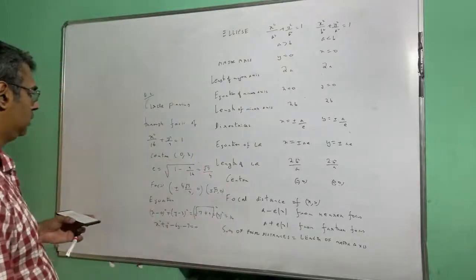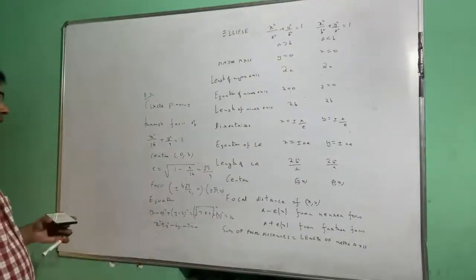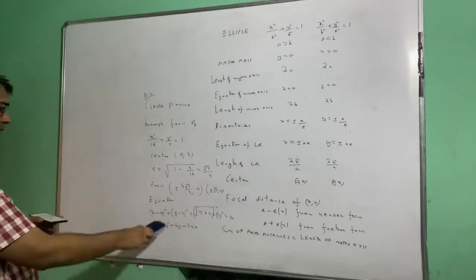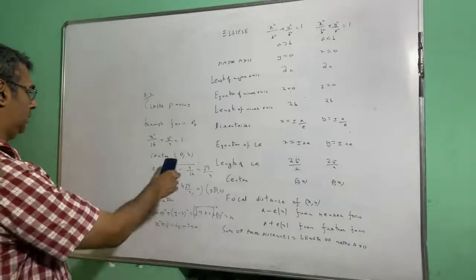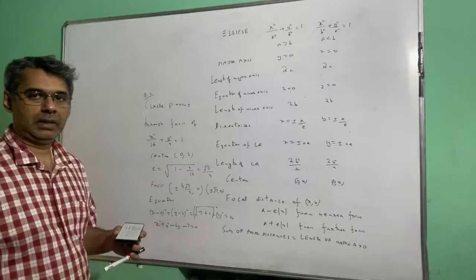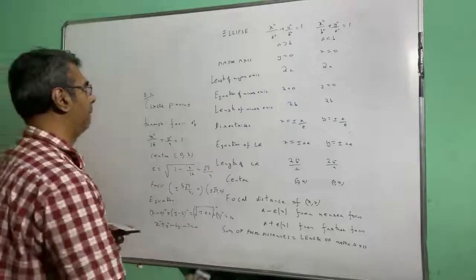So this is the answer of this question number 2, that the circle passing through the foci of this and center 0, 3 is x square plus y square minus 6y minus 7 is 0.